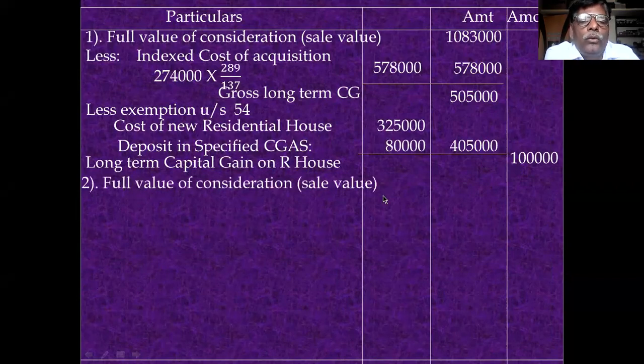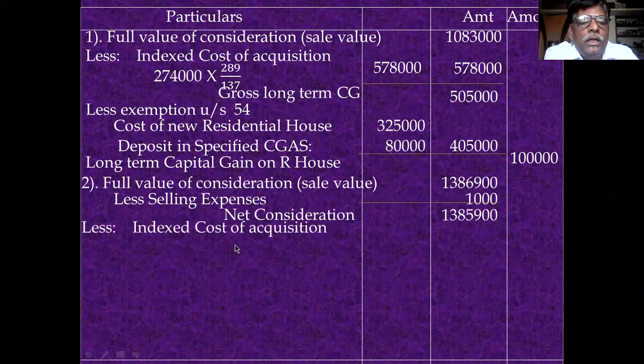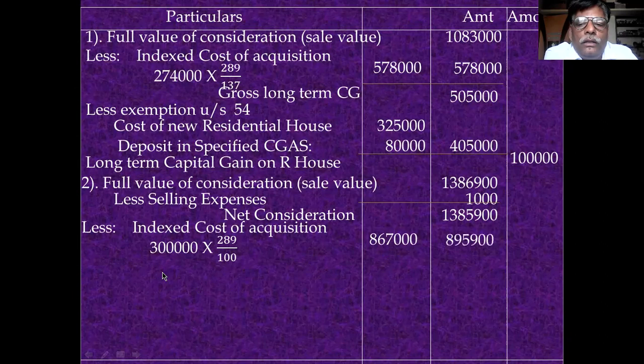And you take the second one, full value of consideration of agriculture land. This is the value. Less selling expense 1,000. This is the net consideration. In the net consideration, you deduct indexed cost of acquisition, 3 lakh into index, 8,67,000. Then you take the indexed cost of improvement.